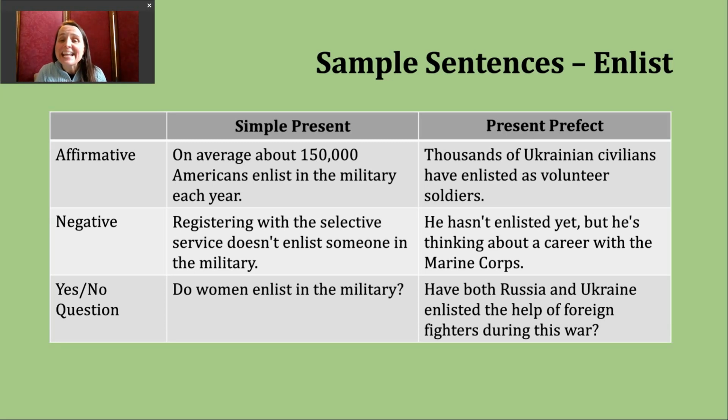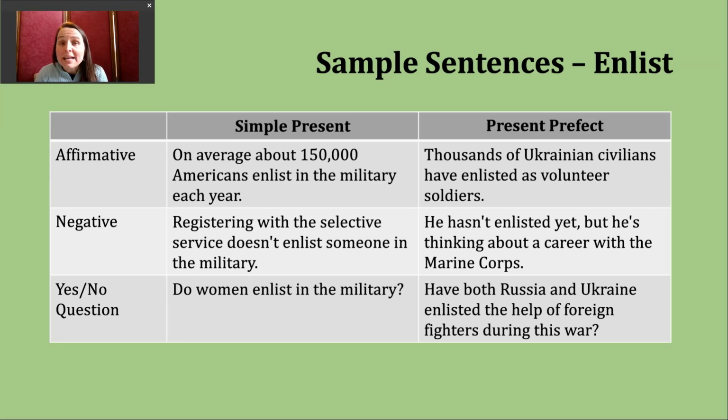Now, if I want to make a negative present perfect sentence, what I'm going to do is, again, pay attention to my subject. Okay, and if my subject is I, you, we, or they, I'll use have. If my subject is he, she, or it, I'll use has. Then I'm going to use not, and then the participle form of the verb. Here's another example. "He hasn't enlisted yet, but he's thinking about a career with the Marine Corps." Okay, so here we're describing an action that has not happened up until this point of time, and the rest of the sentence tells us that someone is considering volunteering.